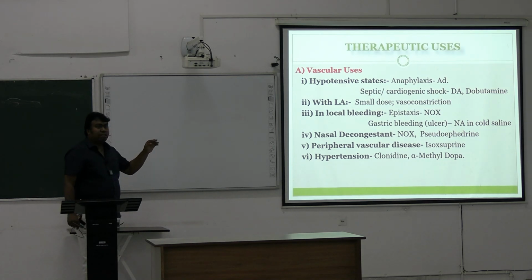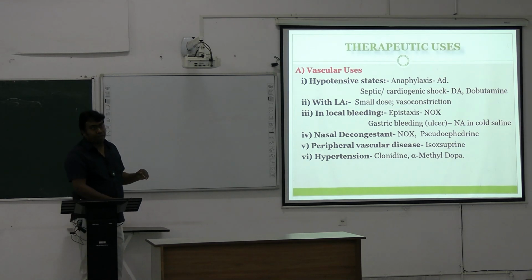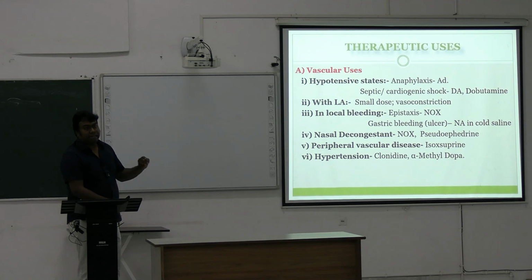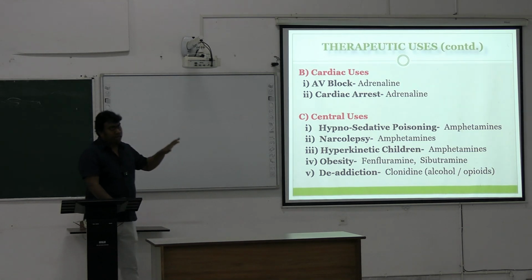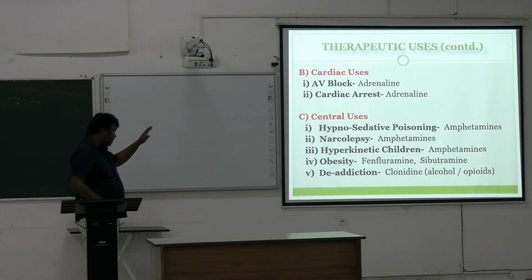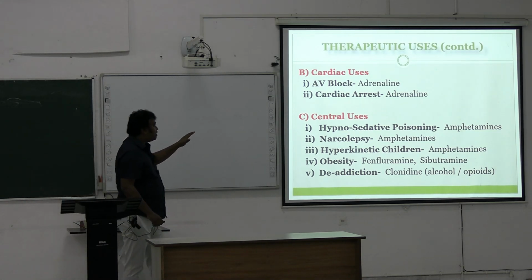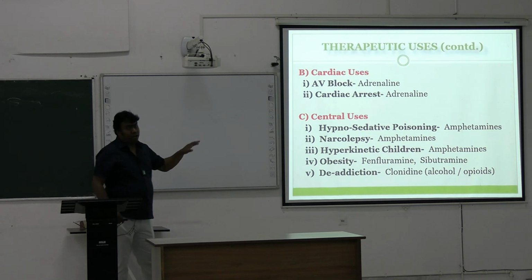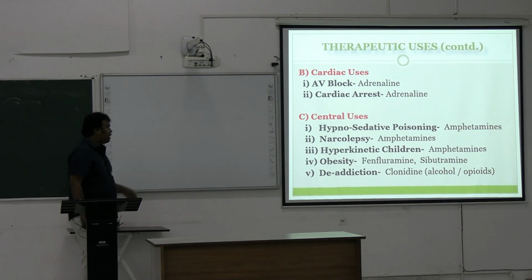In hypertension, drugs used are clonidine and alpha methyldopa. Alpha methyldopa is the drug of choice for pregnancy induced hypertension. Clear? For cardiac arrest, adrenaline is preferred, in AV nodal block or cardiac arrest. In central or CNS use, amphetamine is used in sedative-hypnotic poisoning. Why? They can stimulate the respiratory center, which is depressed by the sedative or hypnotic.